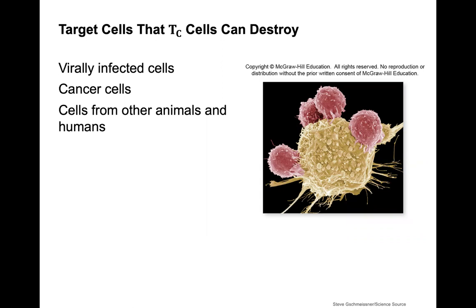So again, B cells and antibody production is going to be for foreign cells, such as bacteria, fungal spores, parasites, things like that. The cytotoxic T cell response is going to kill your cells that are virally infected, that are cancer cells, or actually cells from other humans.